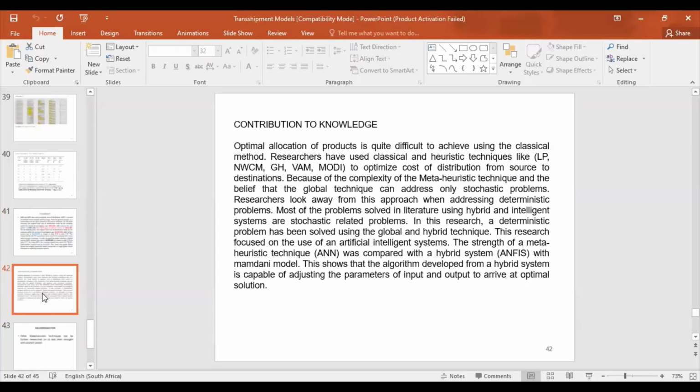Contribution to knowledge. In time past, researchers have been using the linear programming approach for solving transportation problems, especially the northwest corner method, greedy heuristic, Vogel approximation method, and modified distribution method to optimize cost of distribution in systems. It has become necessary to shift away from these traditional techniques to a much more robust technique based on neural network, fuzzy inference system, or the adaptive neuro-fuzzy inference system based on the hybrid algorithm. It is recommended to use the adaptive neuro-fuzzy inference system. It's far more superior to using a single algorithm based on ANN and fuzzy inference system.